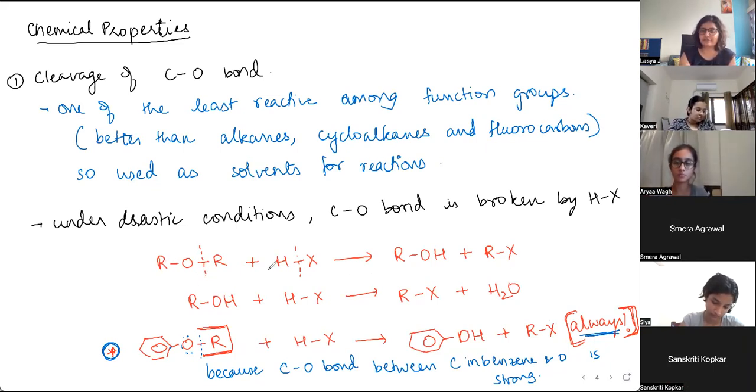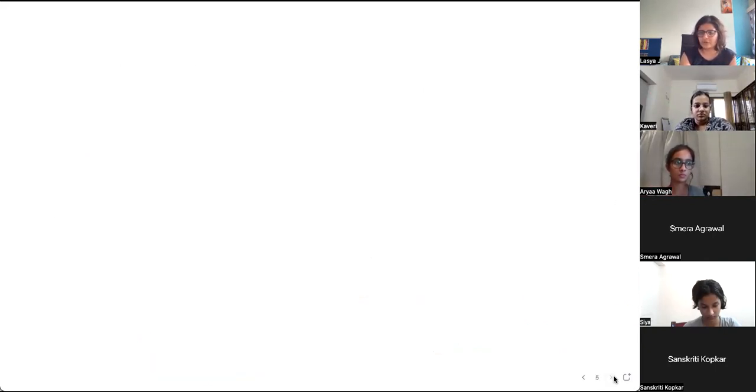So with symmetrical ethers, it is pretty straightforward, because it doesn't matter whether the bond breaks on this side or this side, you get the same compounds because you have the same alkyl groups. Phenol, like anisole, not just anisole, but when you have a phenoxy group, over here is always where the bond breaks. You always get phenol plus alkyl halide. Now coming to unsymmetrical ethers.